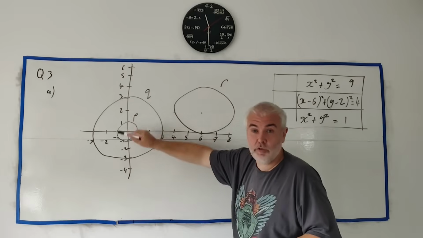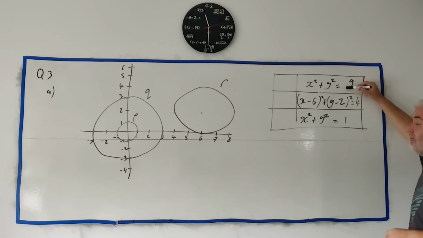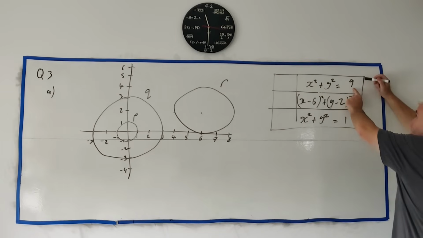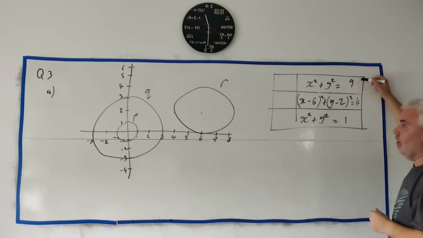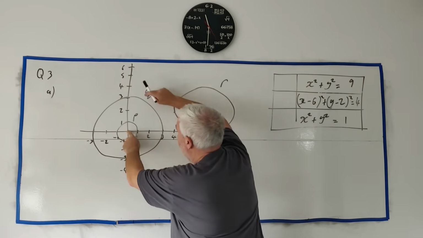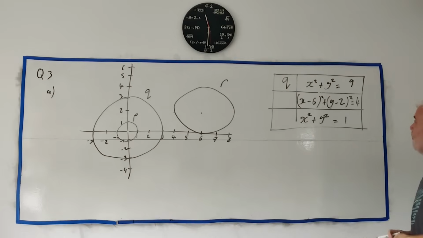Right here, we have two circles with that center. So that's the first clue. The next thing, the number after the equals here, tells you the radius. The square root of this is the radius. The square root of 9 is 3. A radius of 3 going around the center. Well, that's this Q circle. So we can put Q in right there.